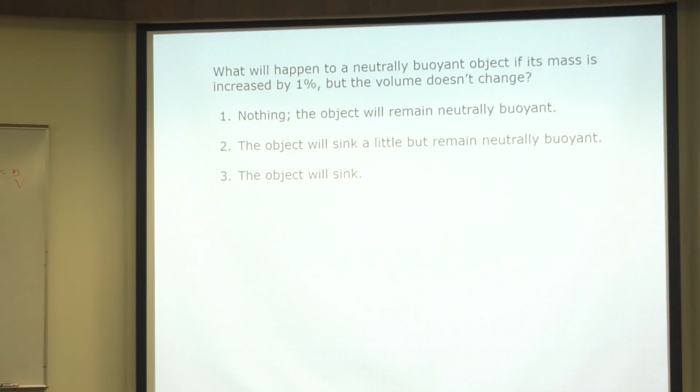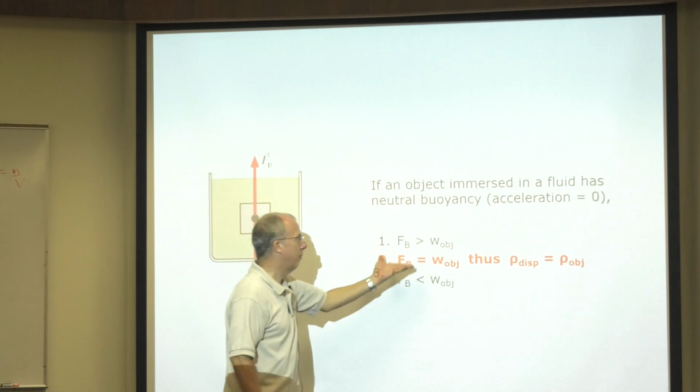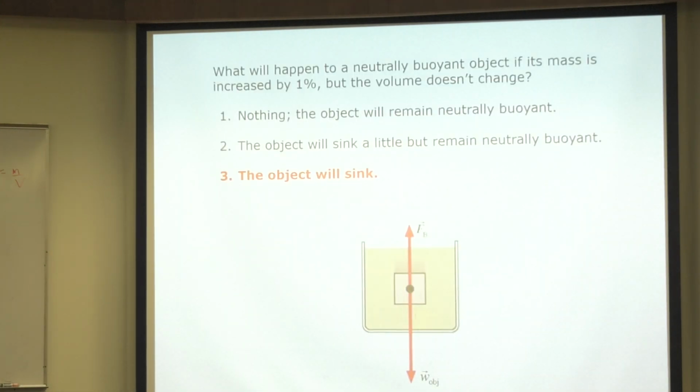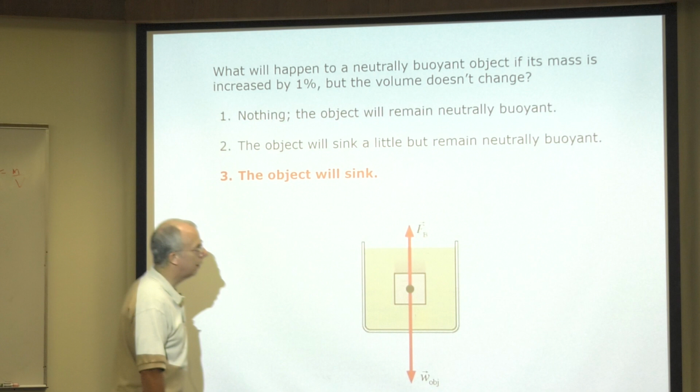All right, you should have the answer by now. If the mass increases but the volume stays the same, that means that the density increases. If the density increases, that means you're not going to have neutral buoyancy anymore, right? And so if the density of the object gets larger, that means it's going to sink.